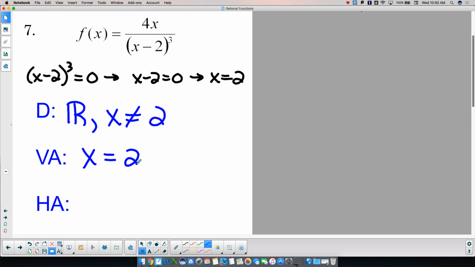Degree of the numerator, 1. Degree of the denominator, 3. Biggest exponent. Okay. So I have a 1 over 3 case. That's small over big. That's y equals 0. Okay.